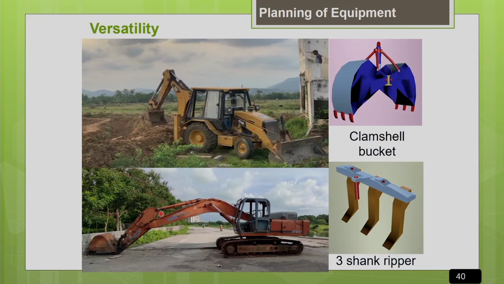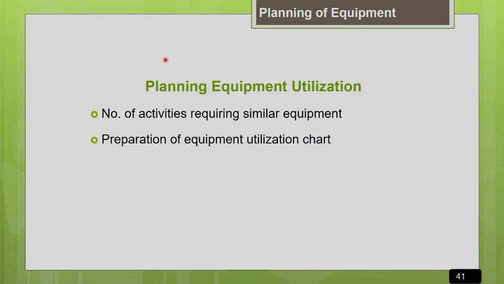So now let us move on to the next part of the planning process of the equipment, which is the planning of equipment utilization. We have selected the machine, we have purchased the machine, so we have invested a huge amount of money in the machine.